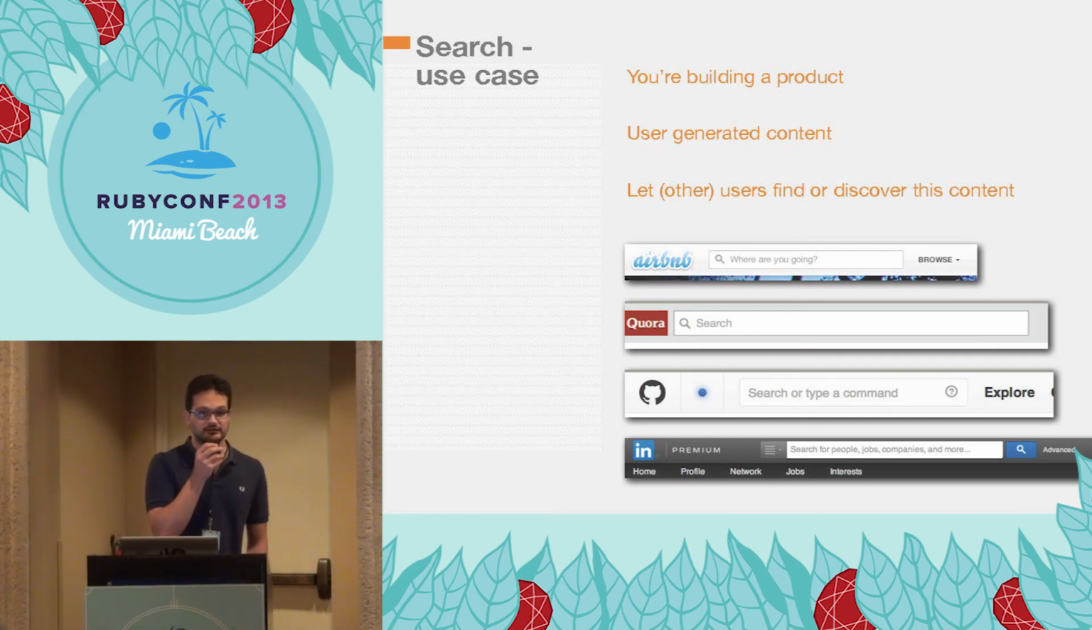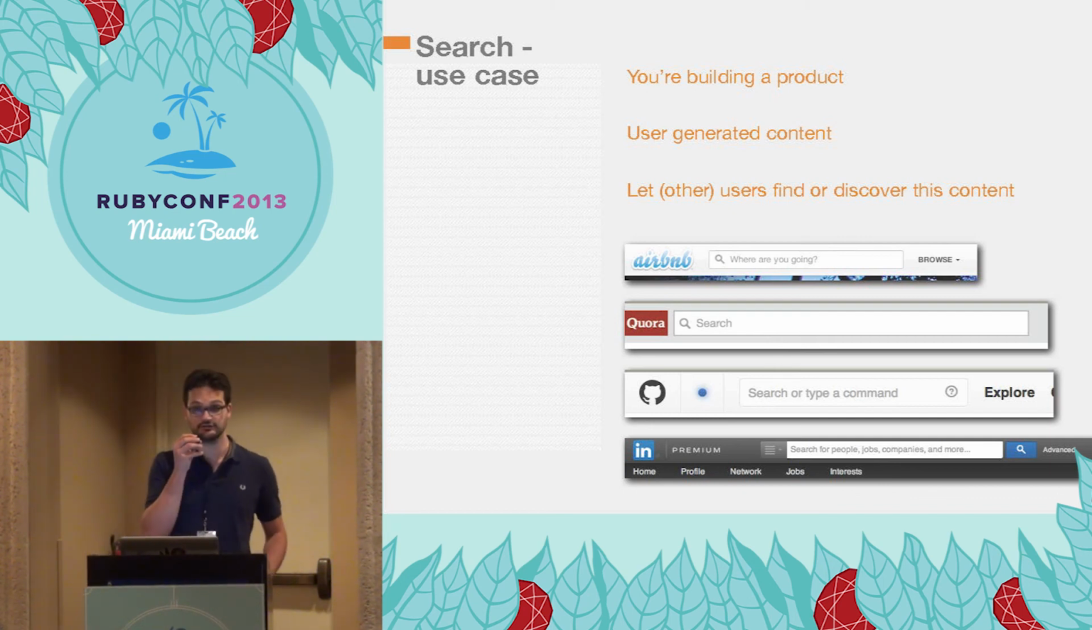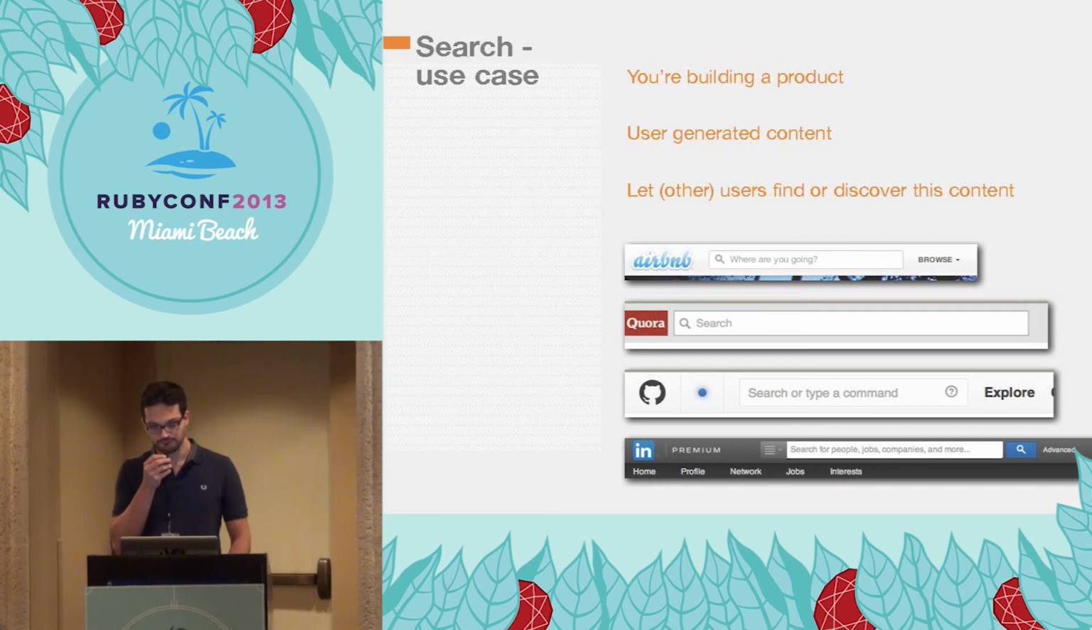So let's start by defining what we will discuss here. Search is a very broad topic, so we want to clarify what our use case is. What we are discussing here is that you are building a product and you want to integrate some search experience in your product. So we're not talking here about building a search engine. We're not trying to compete with Google. So we want to implement that little box that every website has, so the general use case is you have user-generated content, and you have other users that have to be able to find and discover this content.